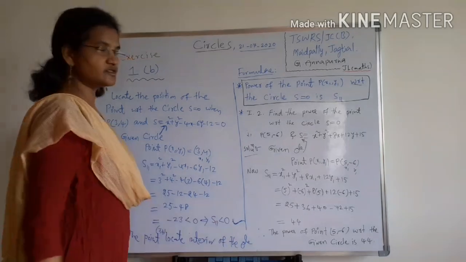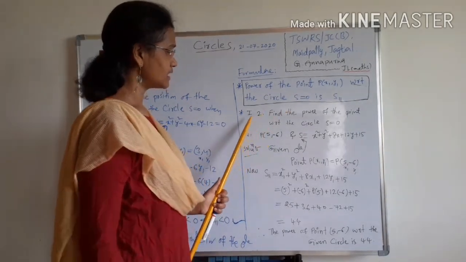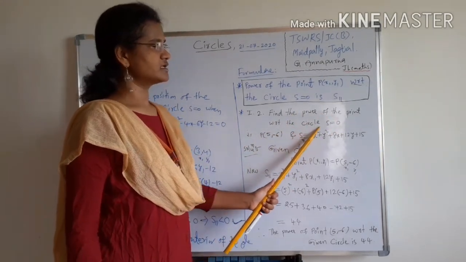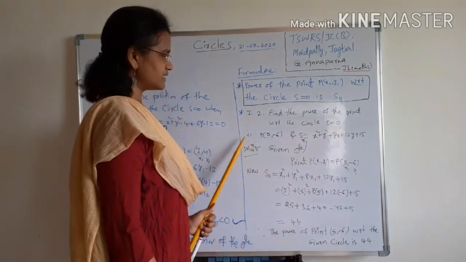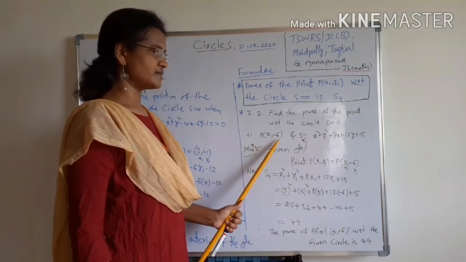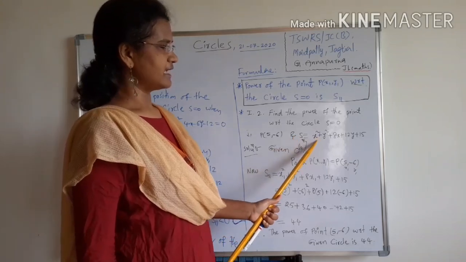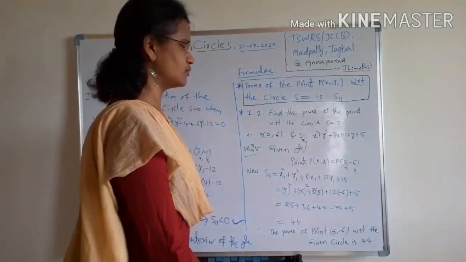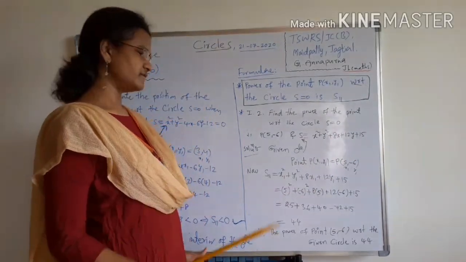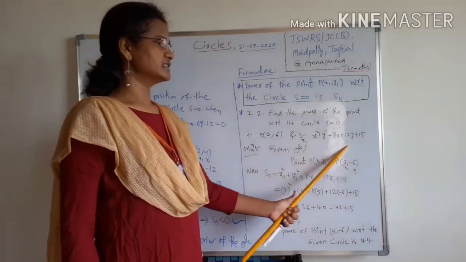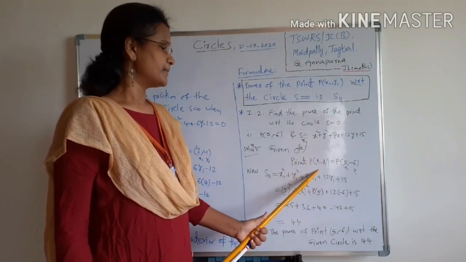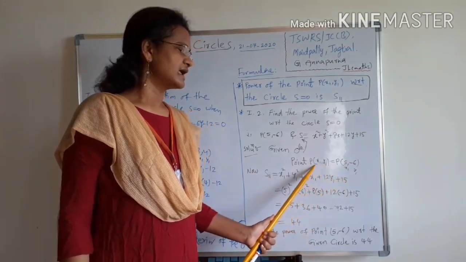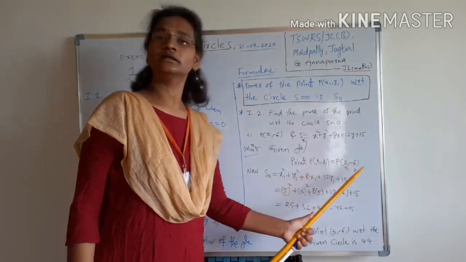Right. Coming to the solution. So what is the problem? First bit, second problem. Find the power of the point with respect to the circle S is equal to 0. In that first one, P of 5 comma minus 6 and S is equal to x square plus y square plus 8x plus 12y plus 15. Okay. Now we have to write the given data. This is the given circle. Given point P of x1 comma y1 is equal to P of 5 comma minus 6. That means x1 is equal to 5, y1 is equal to minus 6.